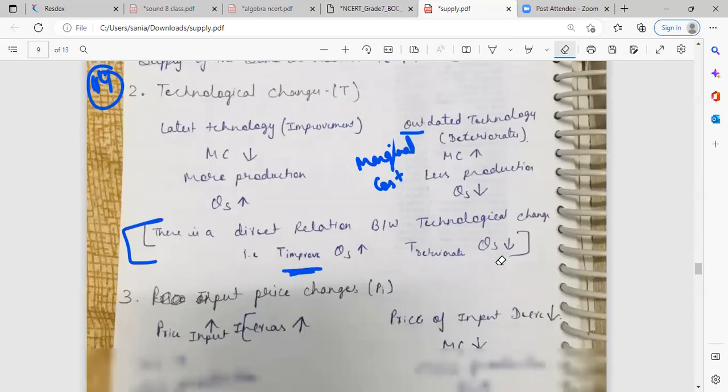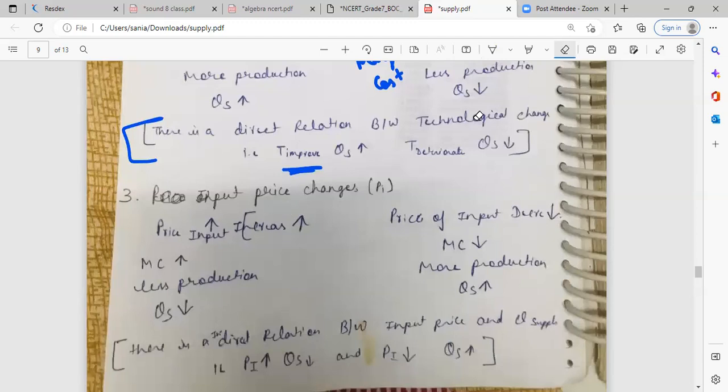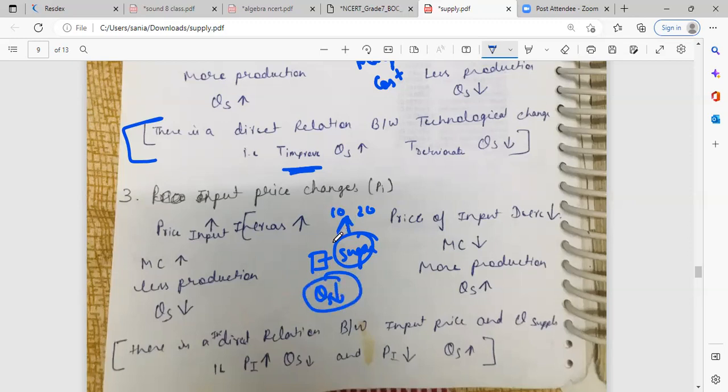Now, coming to the third factor, which is input price change. Input is, for example, you are producing a chocolate. For that chocolate, you need sugar. So if the price of sugar is increasing, earlier the sugar was 10 rupees, now it is 20 rupees, you will produce less. Your quantity supply will be less because sugar is costly, so you cannot produce so many chocolates.